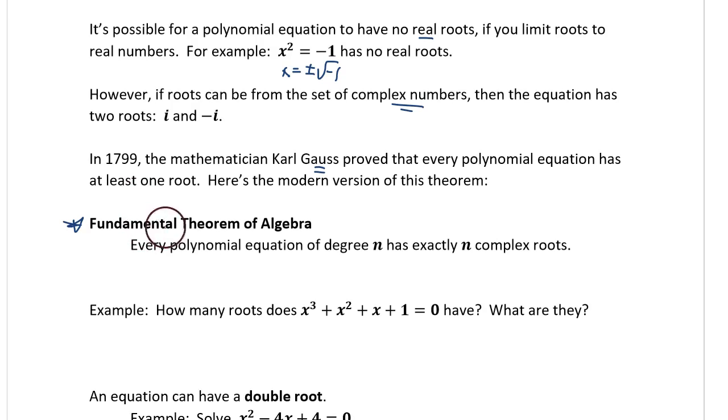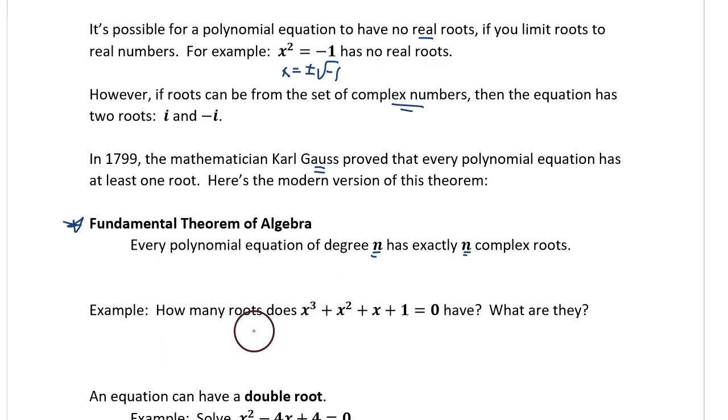So, one of the most important ideas from algebra: every polynomial equation with degree n has exactly n complex roots. So a linear equation, which is degree 1, will have only one root. A quadratic equation, which is degree 2, will have two roots. A polynomial that goes to the 10th power is going to have 10 roots. So a really key idea in algebra.